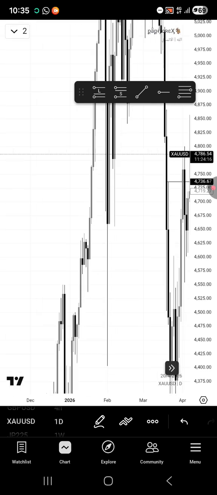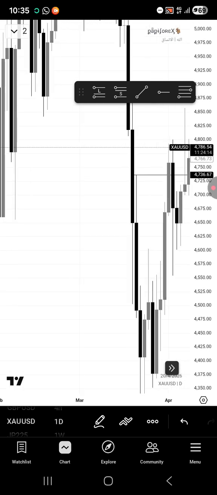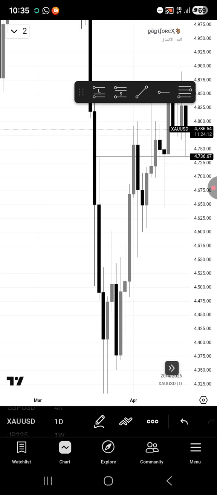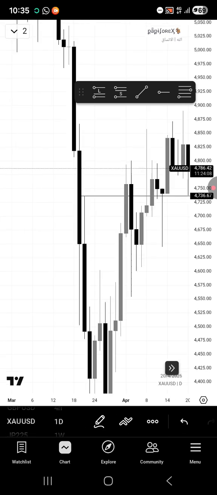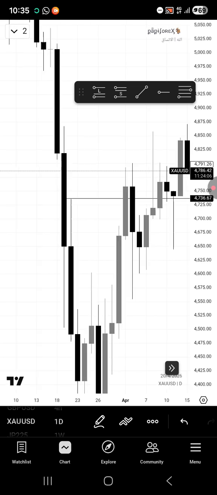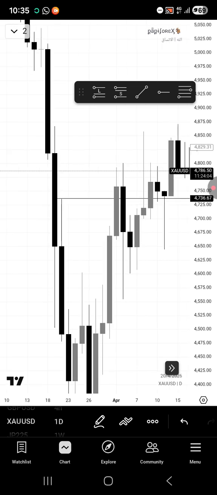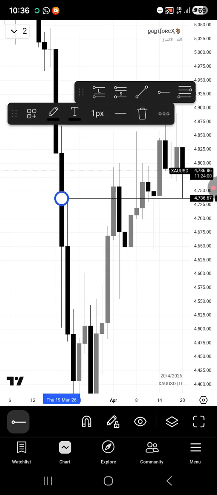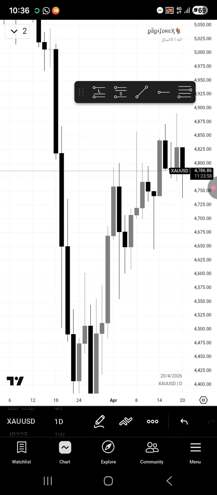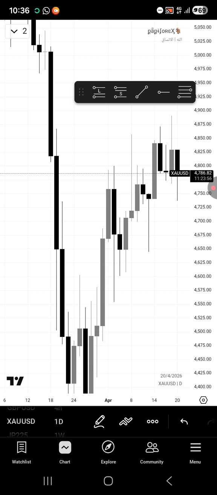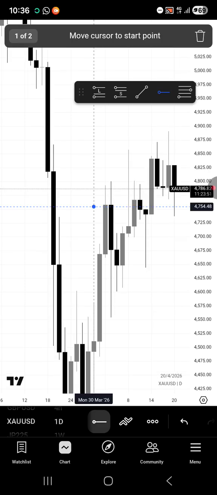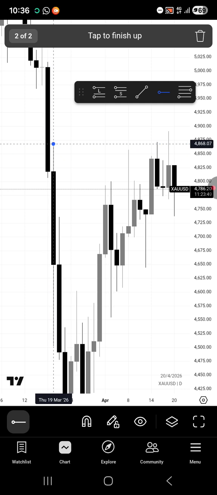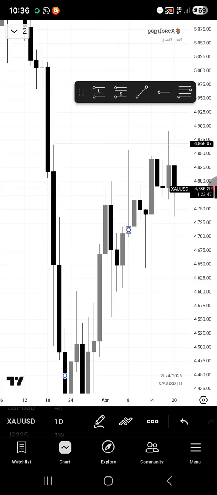Why? Now on my daily time frame, when price got to this area, what did it do? It did not react at that area. Instead, it broke that area with a body, which means this area is disrespected. So now, where is my next draw on liquidity? My next draw on liquidity is this high here. You understand?